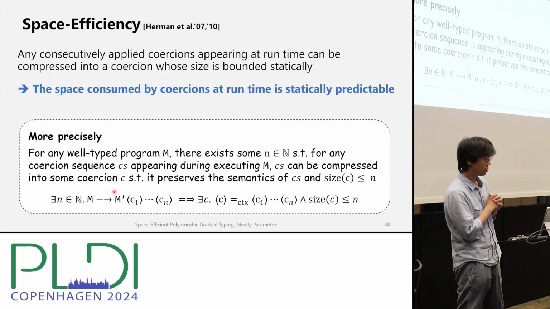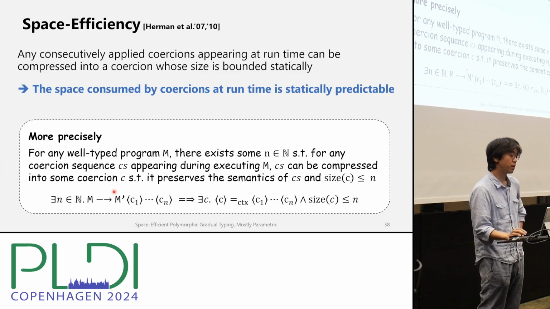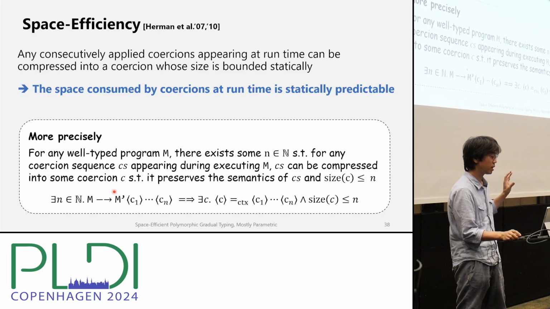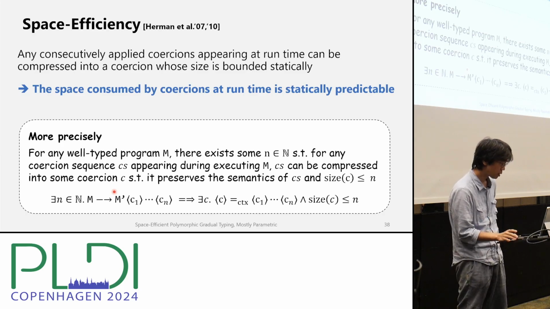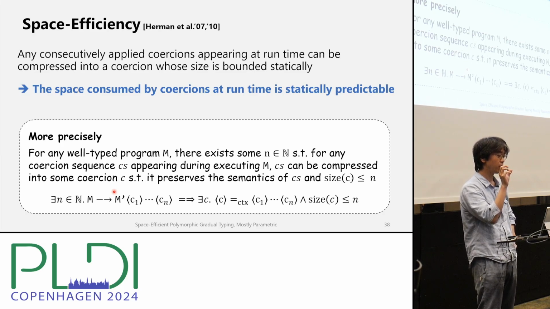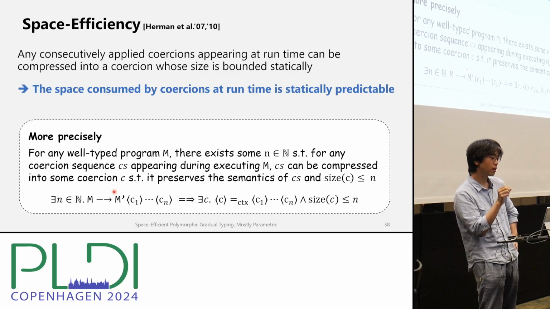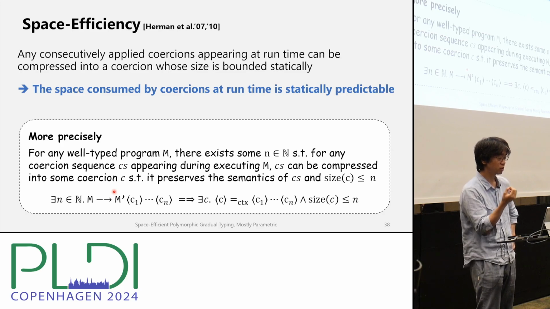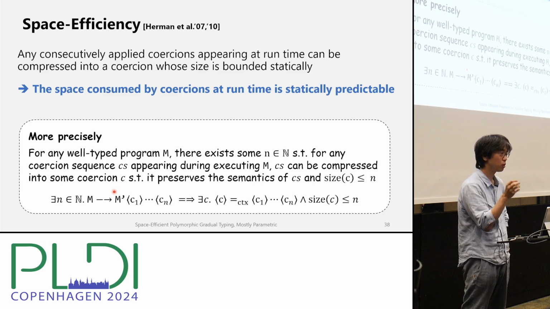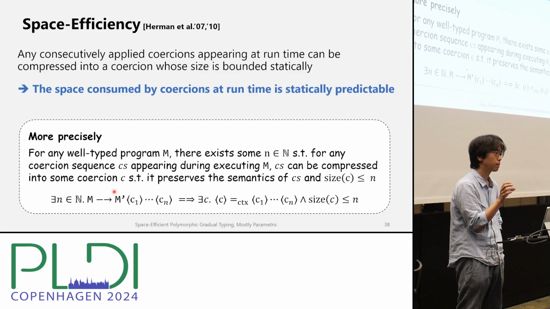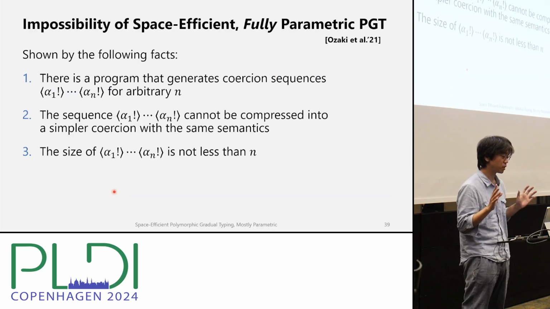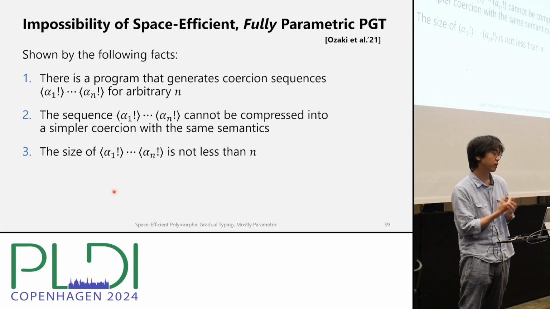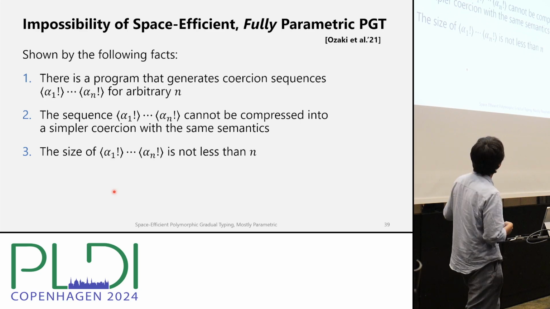Okay, so next let's consider space efficiency. Very briefly speaking, space efficiency means that the space consumed by coercions at runtime is statically predictable. A bit more precisely, it means that if consecutively applied coercions appear at runtime, then such coercions can be compressed into a coercion whose size is bounded statically. Okay? So, keeping in mind this notion of space efficiency, we can show the impossibility of space-efficient implementations by using three facts.